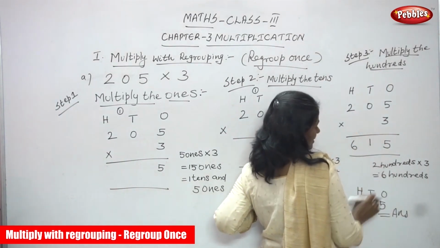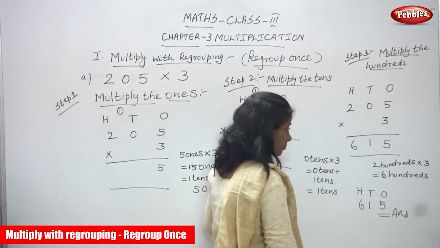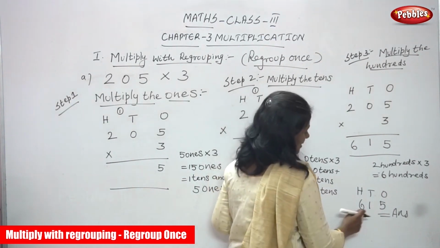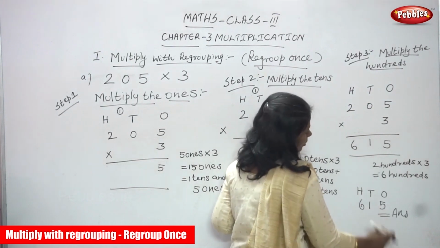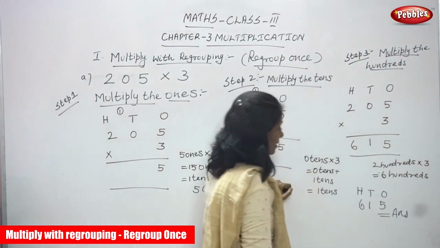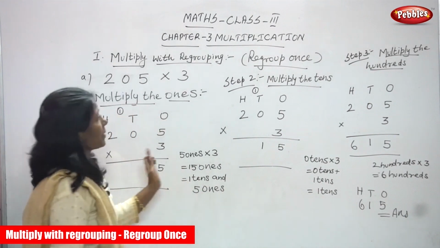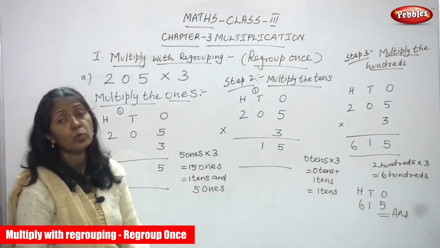So the answer is 615. That means 6 hundreds, 1 tens and 5 ones. This is the right answer for the question. This is the step by step method. This is called regroup ones.